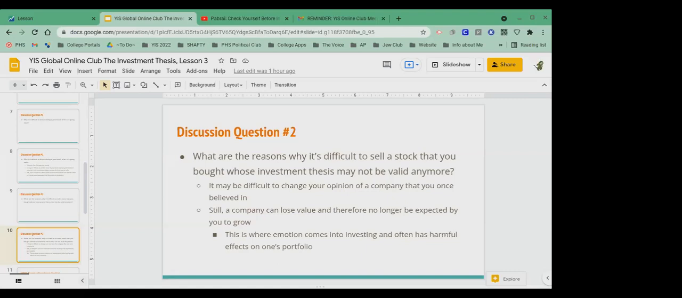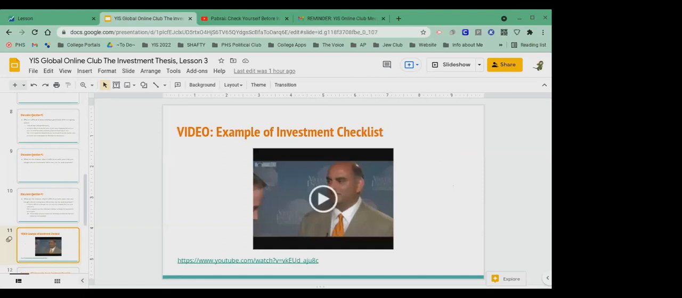If an investment thesis does not hold up for a stock, then an investor should not be invested in it anymore, because that is no longer deemed valuable or profitable, even if the price is valued high for the stock, because again, these stock prices are temporary and fluctuations occur. So now we're going to watch a little video about an example of an investment checklist.